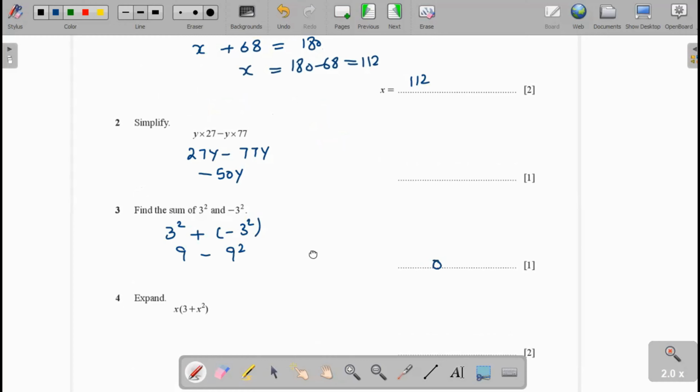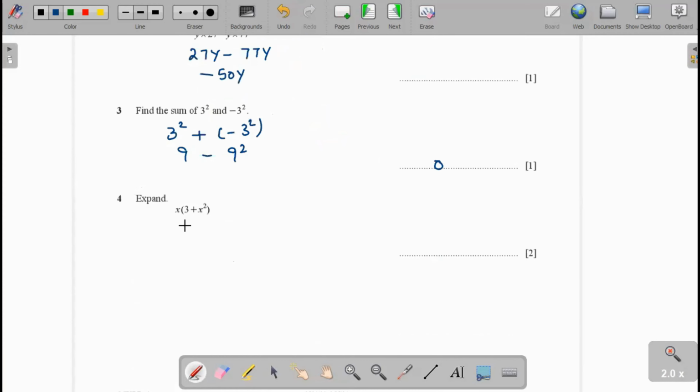In the next part, question 4, to expand this expression, firstly we multiply x into 3 and x into x squared. The answer will be 3x plus x into x squared is x cubed. Now go to the next question.